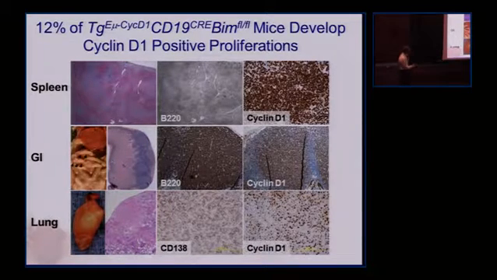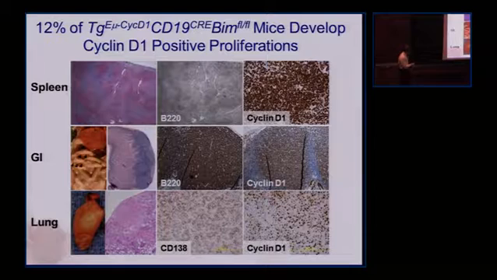And interestingly, we also found an animal that had this lung nodule that turned out to be CD138 positive plasma cells positive for cyclin D1. And now, while this isn't typical of mantle cell lymphoma, it's worth noting that about 10 to 15% of plasma cell myelomas contain a very similar cyclin D1 IgH translocation as do mantle cell.